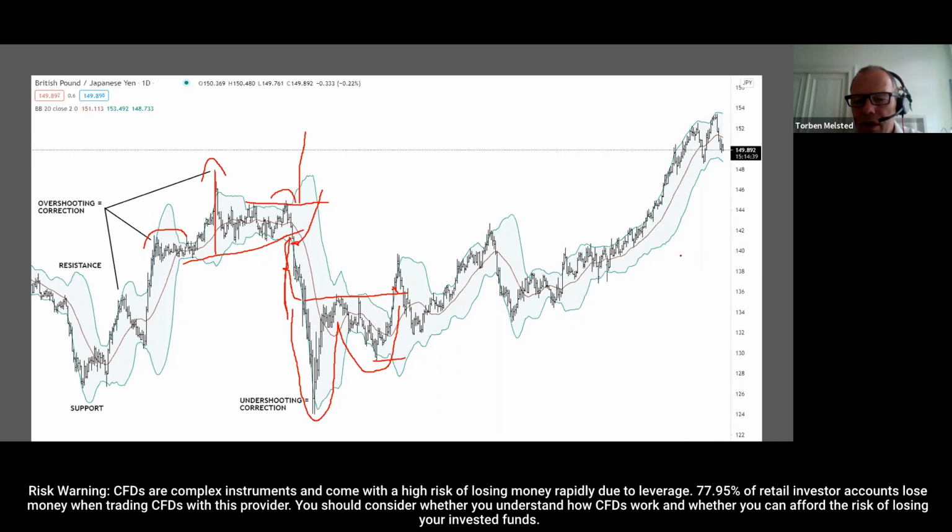Is support a buy or sell when it breaks support or resistance? When it breaks resistance like this, it's a buy, and when it breaks support like this, it's a sell. And it's important to have those and know what they are.